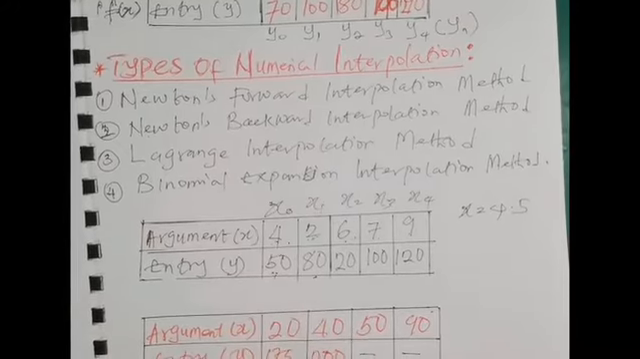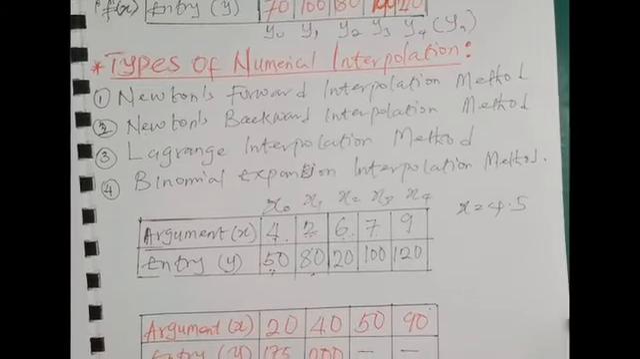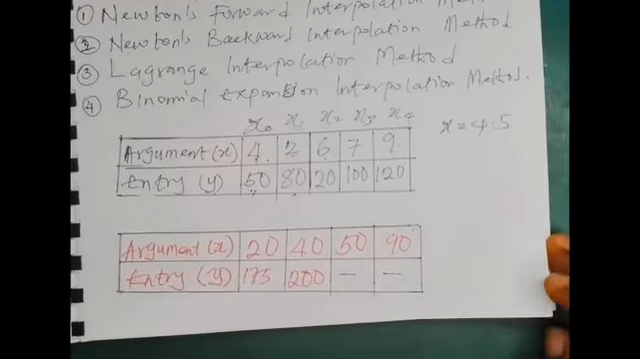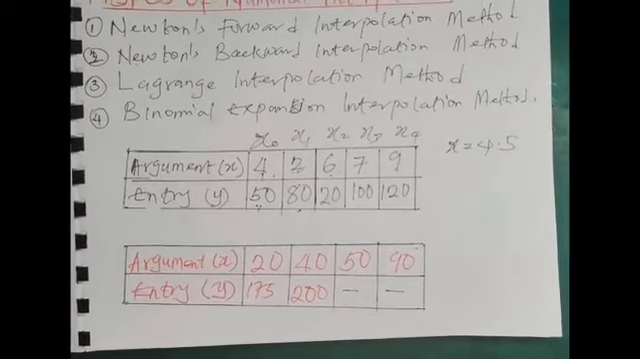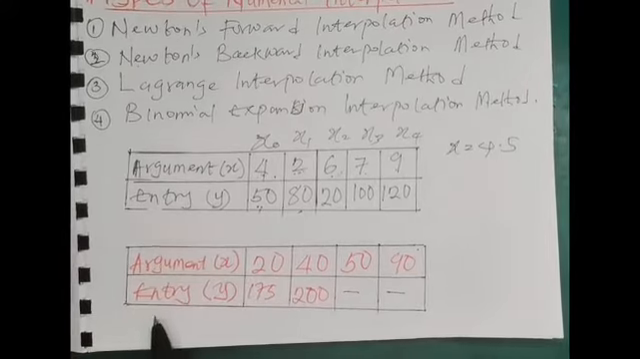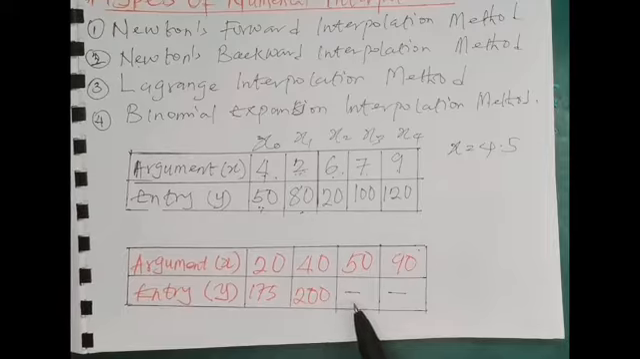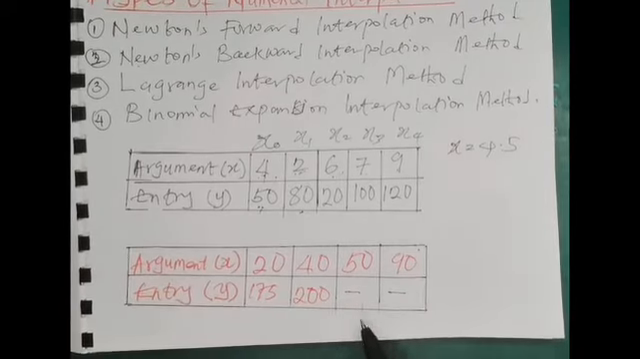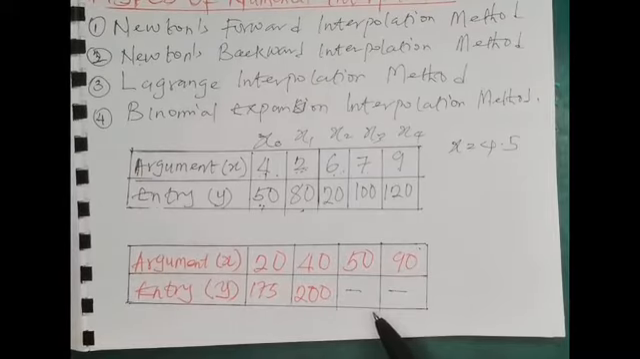Okay, so the final one is the binomial expansion method as explained earlier. You can only employ the binomial expansion method when there are missing values of the entry. So you only consider the binomial expansion method when there are missing values at the entry.